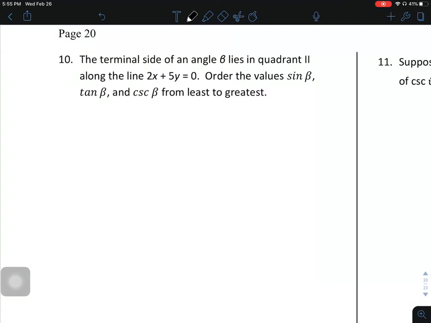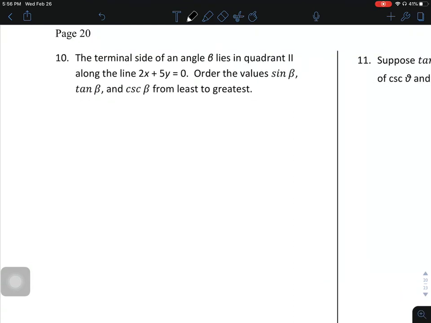Terminal side of angle beta, that's a funky looking beta, lies in quadrant 2 along the line 2x plus 5y is 0. Order the values of sine of beta, tangent of beta, and cosecant of beta from least to greatest. Well, let's start with a picture. I want to know what this line is going to look like.